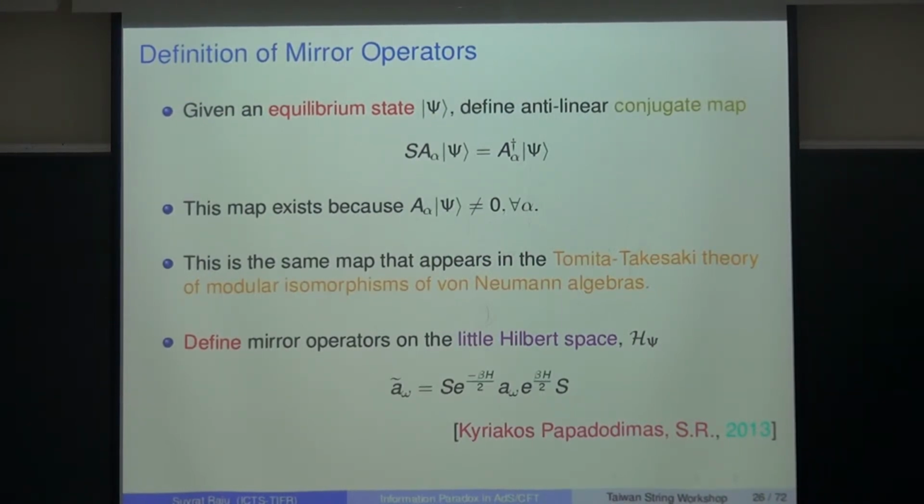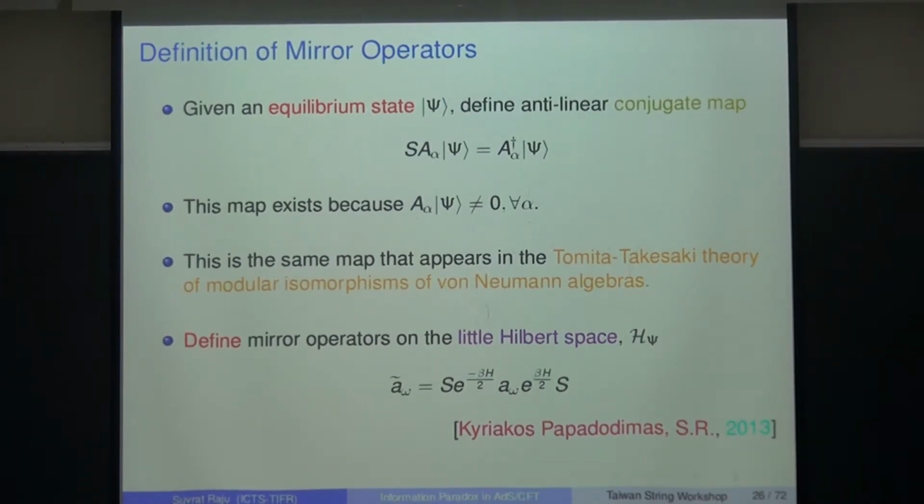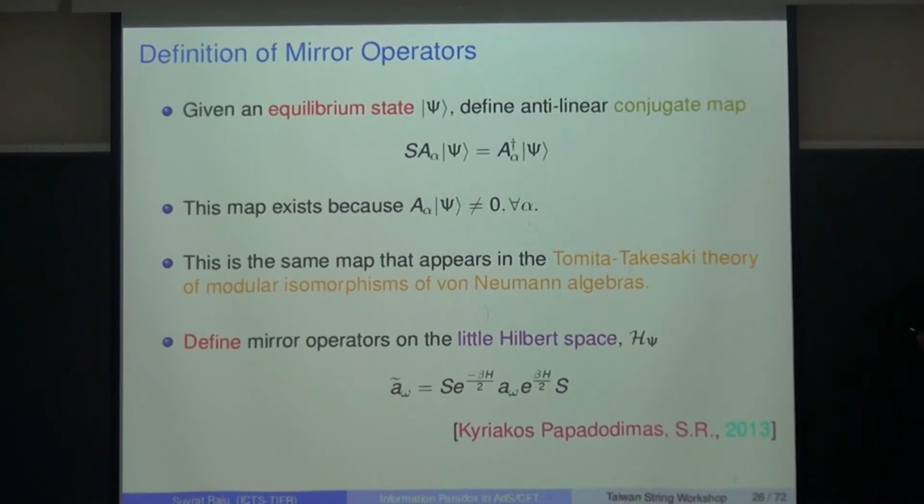I should say that the reason I wrote it this way is because this map also appears in the studies of operator algebras and quantum field theory, in a branch of that called the Tomita-Takesaki theory of modular automorphisms of von Neumann algebras. Of course, we came on it totally independently by thinking about black holes, but it so happens that people who do study operator algebras and quantum field theory have been thinking about the same map for entirely different reasons.